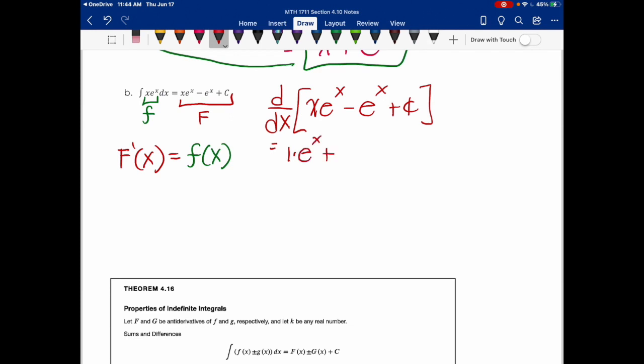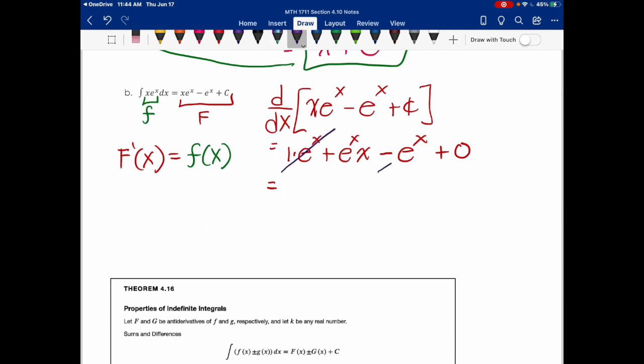So I'm going to take the derivative of x, which is 1, and times it by e to the x, and then I'm going to add the derivative of e to the x, which is e to the x, times x. Now, when I take the derivative of the second term, which is e to the x, I get e to the x. And when I take the derivative of the constant, I get 0.